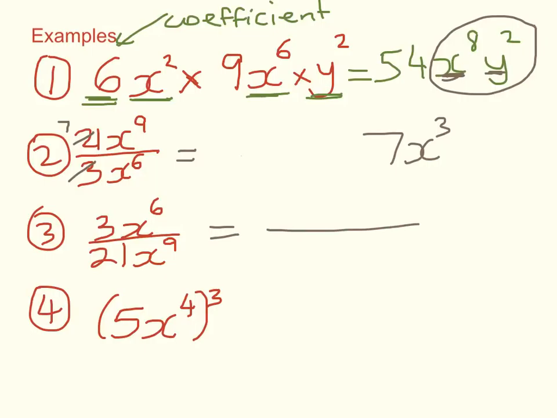In the next one, it's similar but different. I have a common factor of 3, so 3 over 21 works out to be 1 over 7. So I have 7 here and 1 here. I have x to the power of 6 up here, but x to the power of 9 down here. So if I divide x to the power of 6 on the numerator and on the denominator, I'm left with x cubed down here.